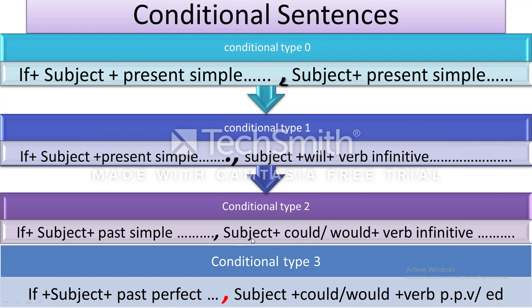So conditional type 2: we have if plus subject plus simple past, comma, subject plus could or would or should plus verb infinitive. Conditional type 3, the last one: we have if plus subject plus past perfect, comma, subject plus could or would plus have plus PPV or ED. What does PPV mean? It's the past participle of the verb, the third column that you have in your book.